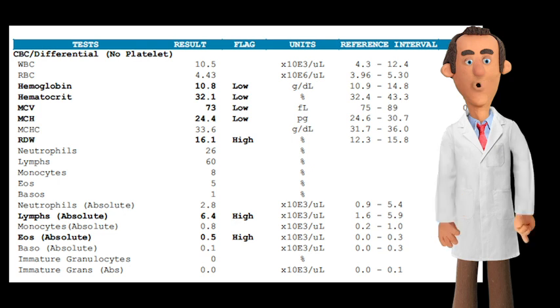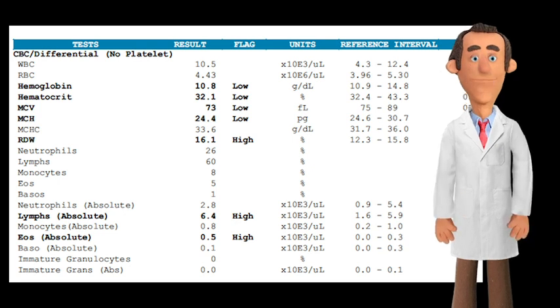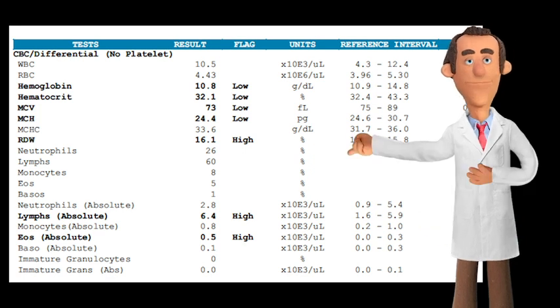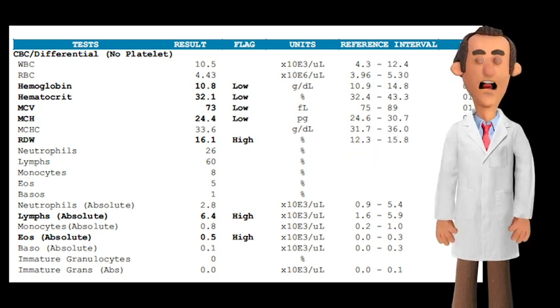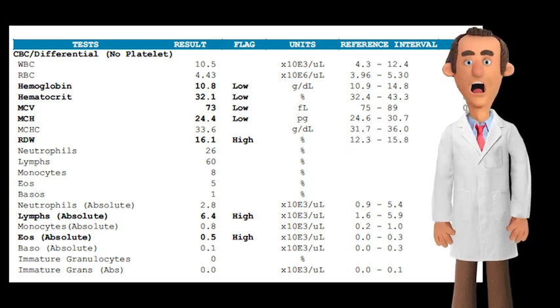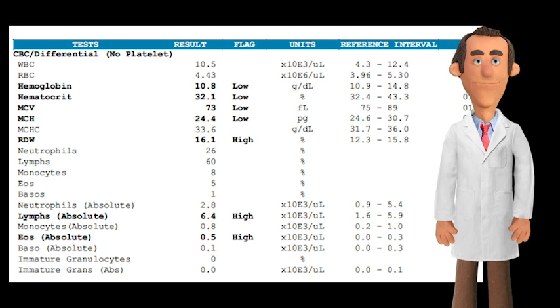Okay, let's move on to the next one. This is slide 48. We're going to go down the list again. Notice our hemoglobin is low. Notice our hematocrit is low. Our MCV is low. So that means this is a microcytic anemia, and our MCH is low.